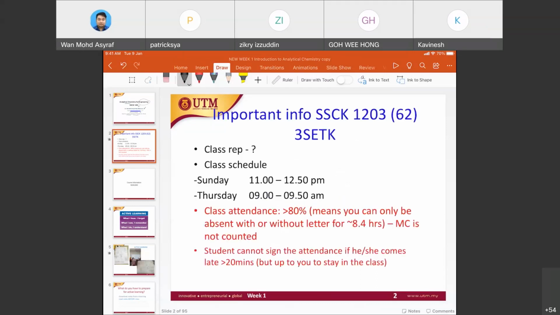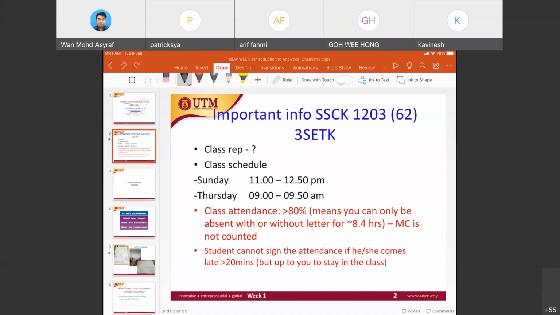Okay. So important information for SSCK section 62. Do we have any class rep in this section? Because I've noticed that you guys are in the third year, isn't it? So maybe you have somebody that can act as a representative for your class. Can you just let me know who it is? Do we have any class rep? Arif Fahmi. Somebody just said Arif Fahmi. Arif, are you the class rep? No, doctor. They're just joking around.